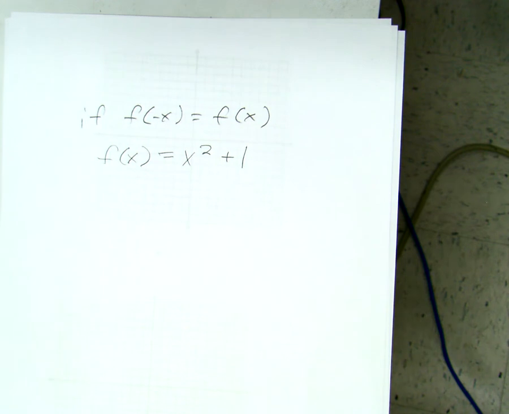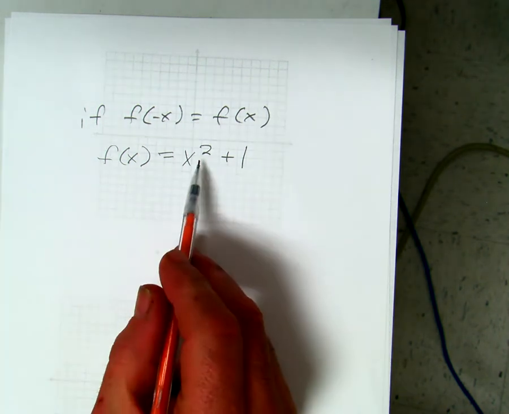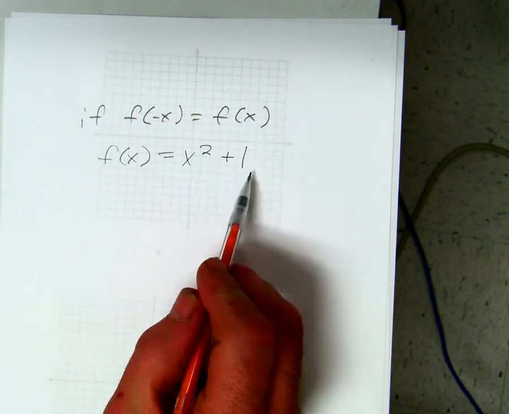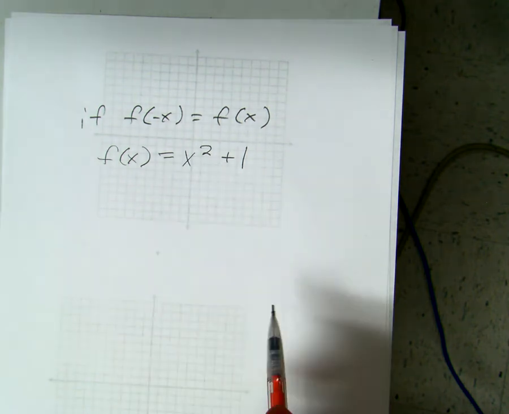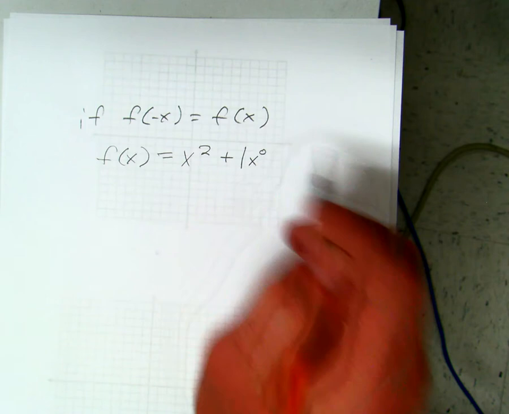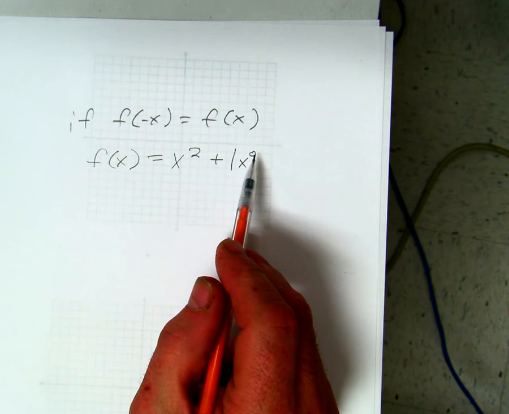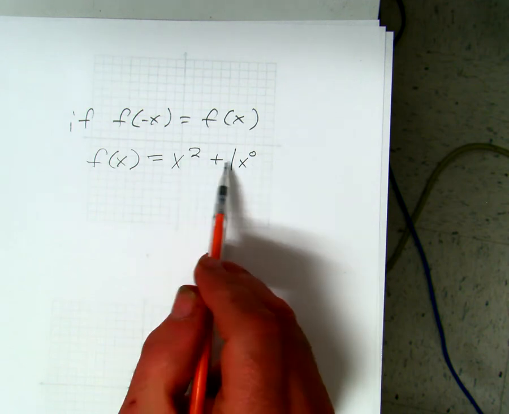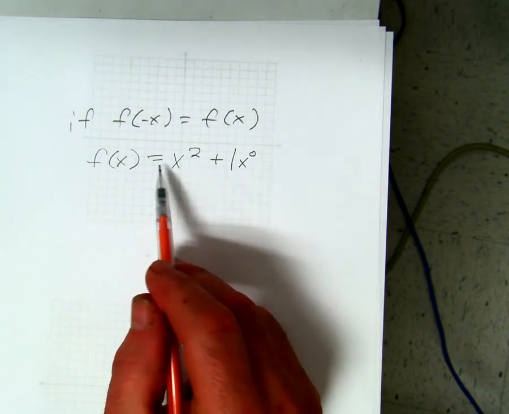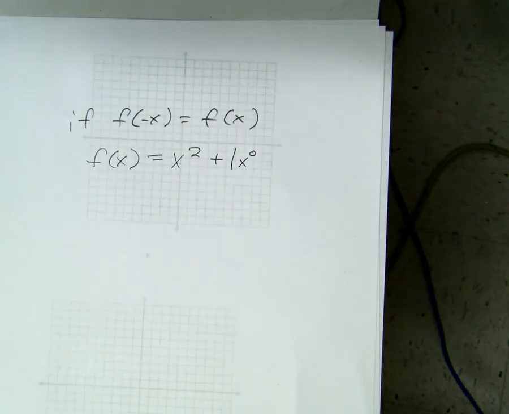Well, it is an even function if both terms are even. Now we can see that this term is an even term. What about 1? Is it an even term? Well, what's the degree of any constant value? Remember, we could have an x to the 0 here. It's invisible unless we need it, and 0 is considered an even number. So both terms are even, therefore f of x equals x squared plus 1 is an even function.